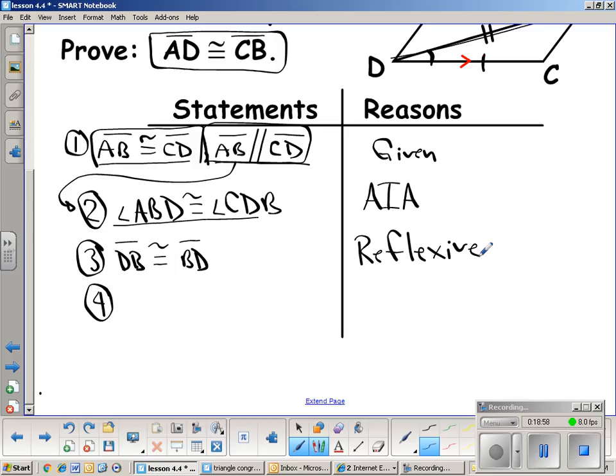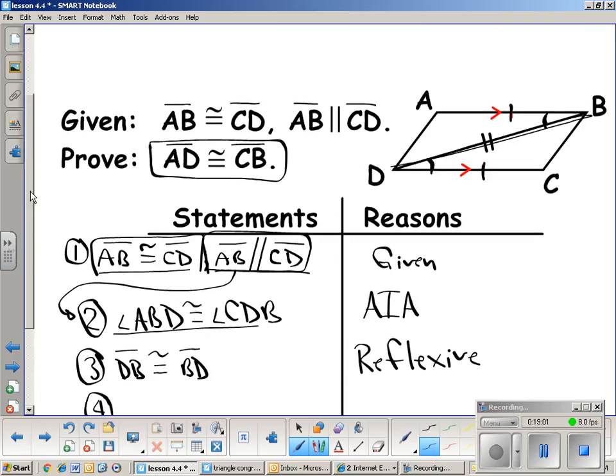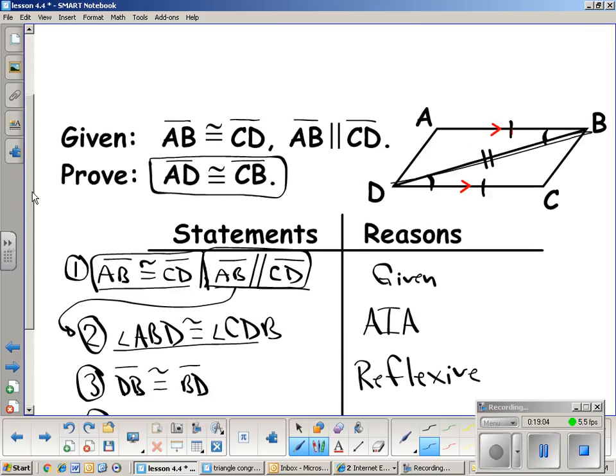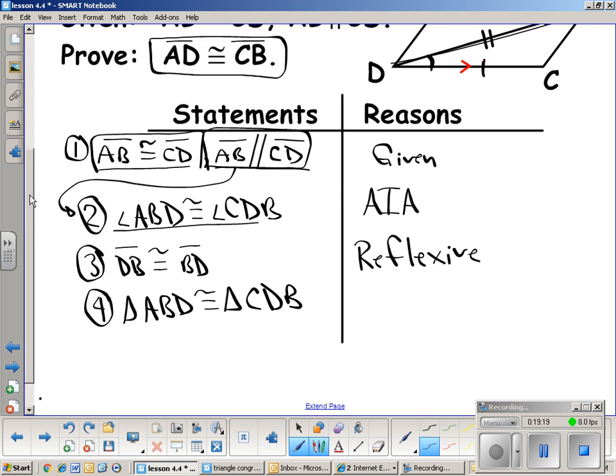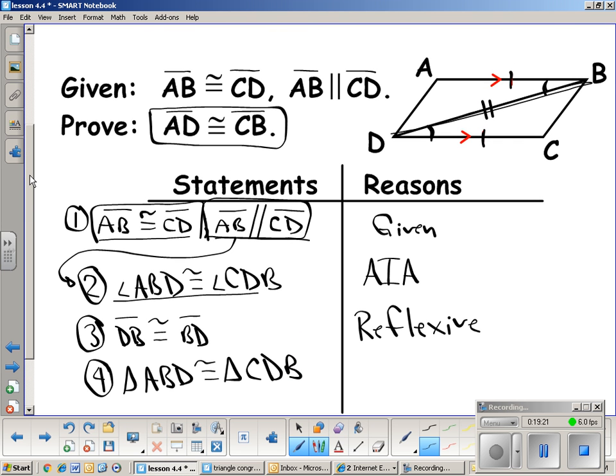So my next step is, do I have enough information to know these two triangles are congruent? Yes. Brooke is saying yeah. I would agree with her. So I'm going to say triangle ABD is congruent to triangle CDB. For what reason? Side angle side. I have two sides and the angle between them of the top triangle congruent to two sides and the angle between them of the bottom triangle, so that's side angle side.